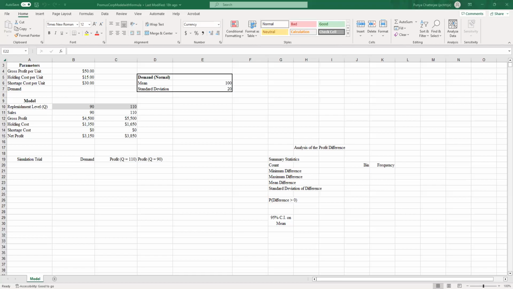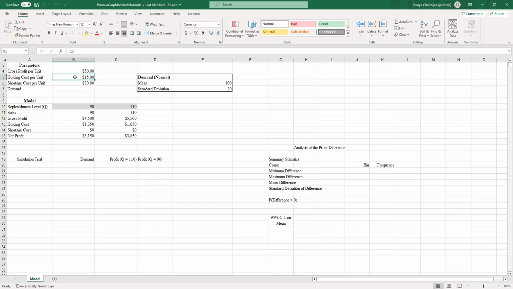Okay, so in this video, I am going to talk about the inventory decision model for the company Promus Corp. In this model, you have a few deterministic parameters and one random parameter. The deterministic parameters are gross profit per unit. So if they are able to sell one router, then they can make $50.